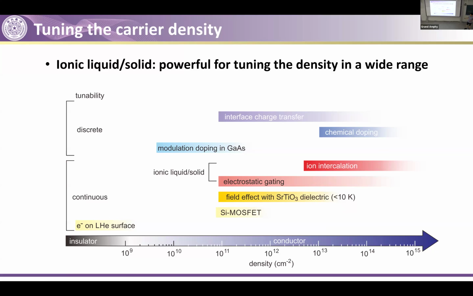And then for some other recent techniques, which are ionic liquids or ionic solids, there are two different ranges. One is that you just use electrostatic gating, and then you can end up with a carrier density around or a little bit above 10 to the 14. But if you can somehow manage to intercalate these ions into the system, then you are not limited by the electrostatic process, so you can have a higher tunability. So this is what we are aiming at.